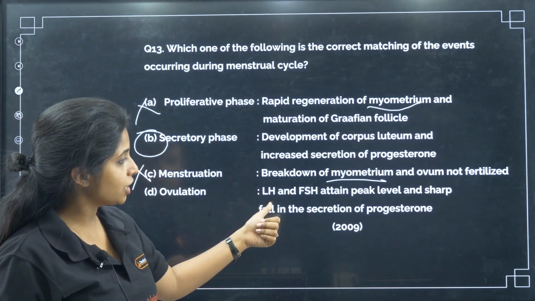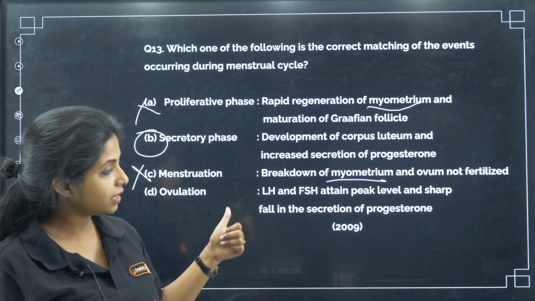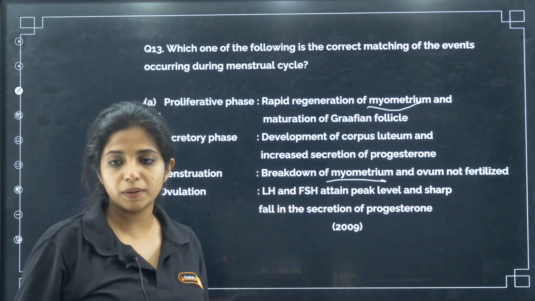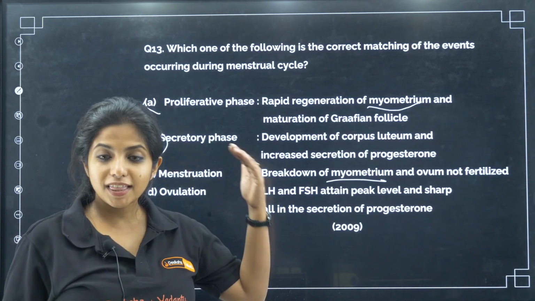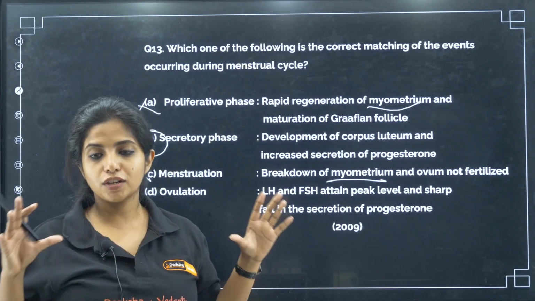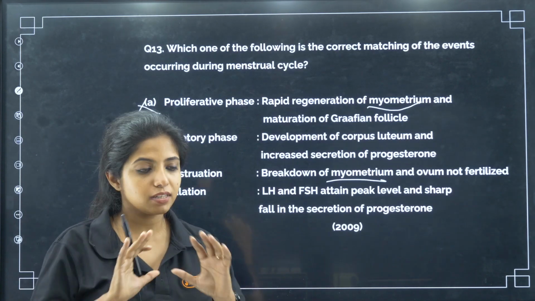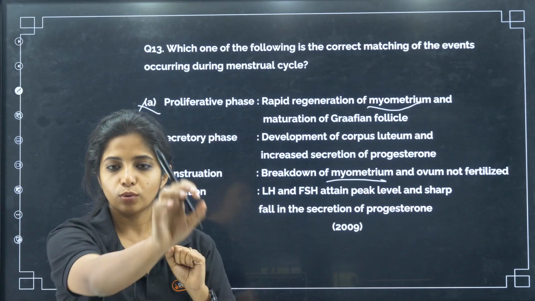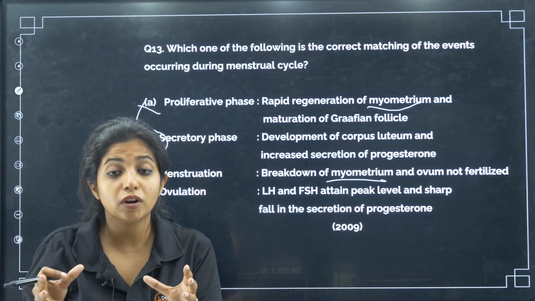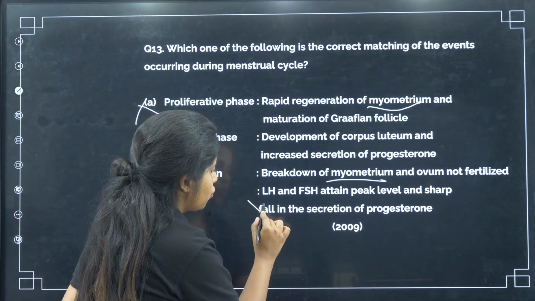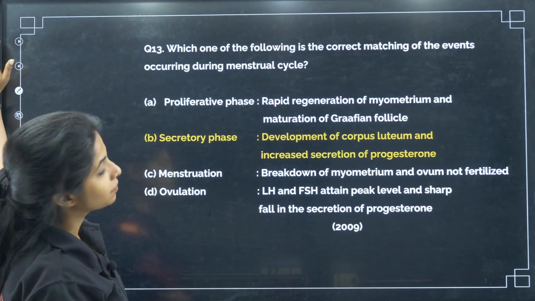Now, ovulation: LH and FSH attain peak level and a sharp fall in the secretion of progesterone. Yes, LH and FSH attain peak level, that is for sure, specifically LH. And at the same time when LH is attaining peak level, there is ovulation happening, and because of this there should be an increase in progesterone. Why? Because LH increased, the Graafian follicle ruptured, the secondary oocyte was released, and the Graafian follicle transformed into the corpus luteum, which releases progesterone. Progesterone increases, not decreases. So this is wrong. So what is correct? Only option B would be the correct option.